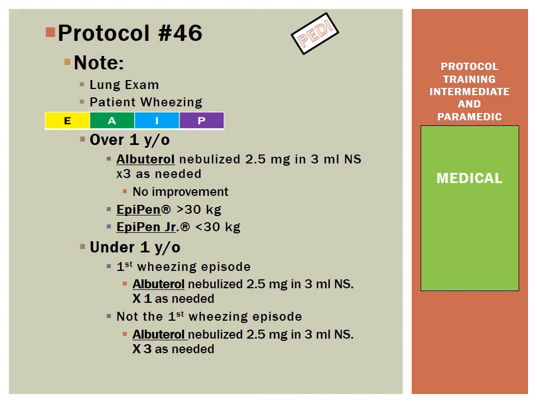Now, if that patient is under 1 year old and this is the first wheezing episode, all provider levels will administer albuterol nebulized 2.5 milligrams in 3 mLs of normal saline times 1 as needed. If this is not the first wheezing episode, albuterol nebulized at 2.5 milligrams in 3 mLs normal saline times 3 as needed.